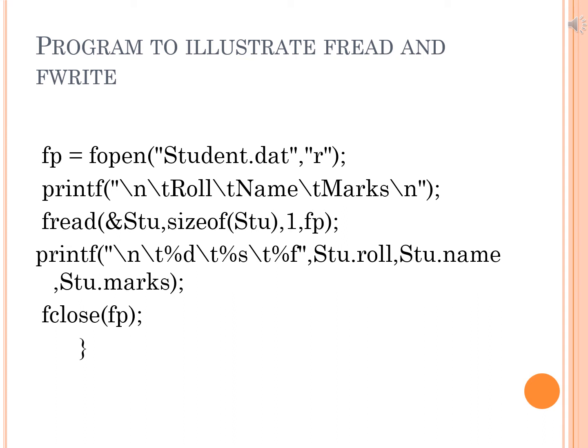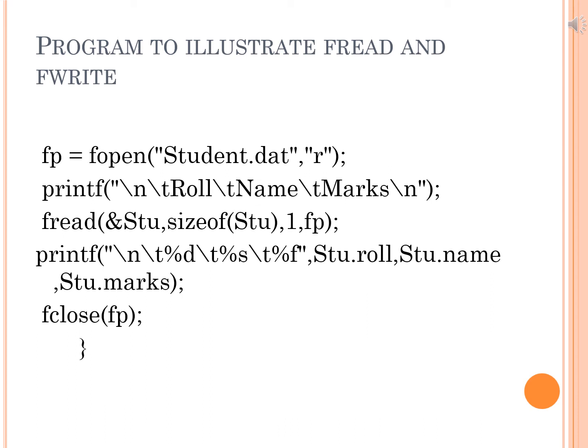The reference stu, ampersand stu. The second parameter was the size of the structure. The third parameter was the number of times that you want to read, that is once. And the fourth parameter or argument is the file pointer, here it is fp. So from the file that is being pointed by fp, you read how many bytes? Sizeof student, how many times? 1 time, and it will be stored into stu.